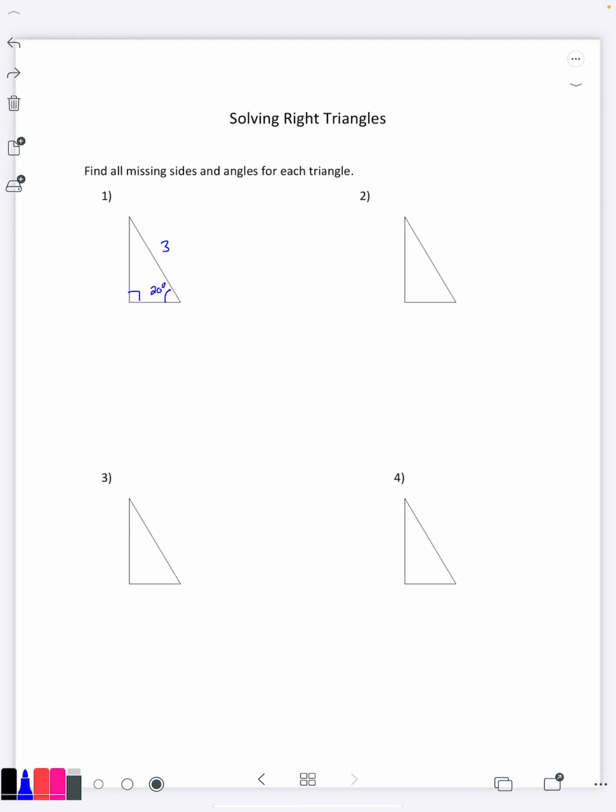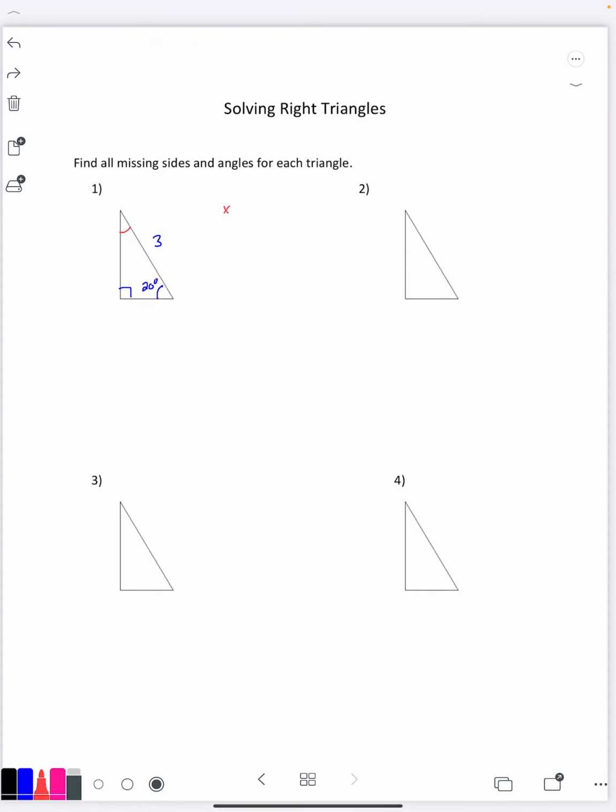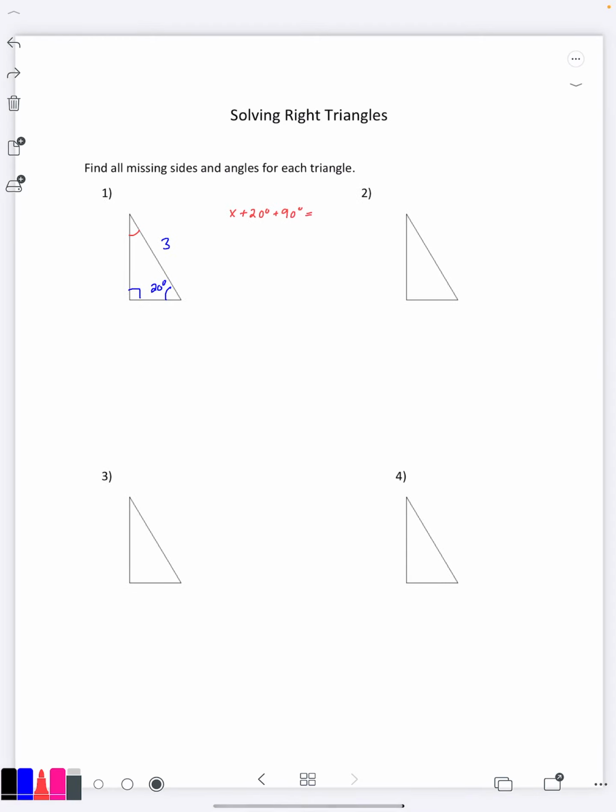Well, the first thing we can do is we understand that if you add up the 3 angles of a triangle, it always adds up to 180 degrees. That's a fact from geometry class. So if I call that value x there, I'd have x plus 20 degrees we know, plus the right angle 90 degrees equals 180 degrees. So that means if we solve for x here, we get 70 degrees. So we found our missing angle.